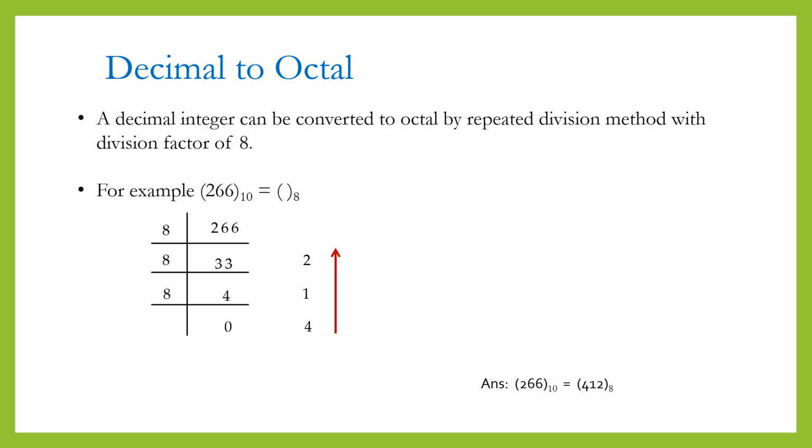For that we are going to divide 266 by 8, and we get quotient as 33 and the remainder 2. Again we are going to continue with the 8. We are going to divide 33 by 8. Quotient is 4 and the remainder is 1. 4 is lesser than 8, so obviously quotient will be 0 at last and the remainder will be 4. And we have to record these remainders. That means 412. So 266 is equal to 412 octal value.